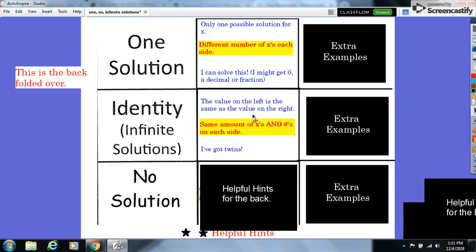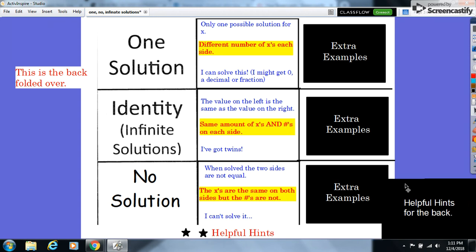For infinite solutions, the value on the left is going to be the same as the value on the right. The secret thing to pay attention to when I look at the numbers, there's going to be the same amount of variables and numbers on each side. So you're going to notice twins.